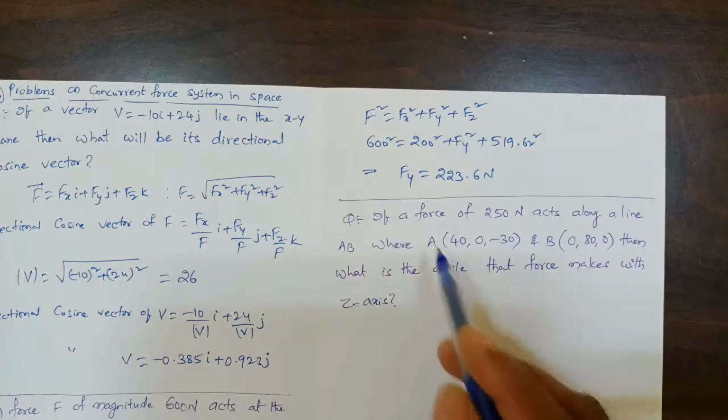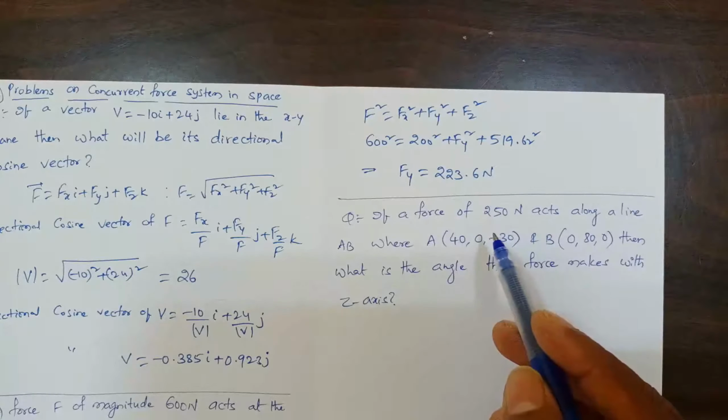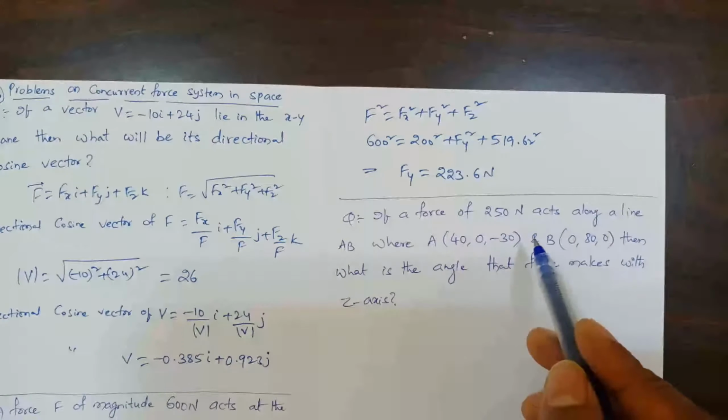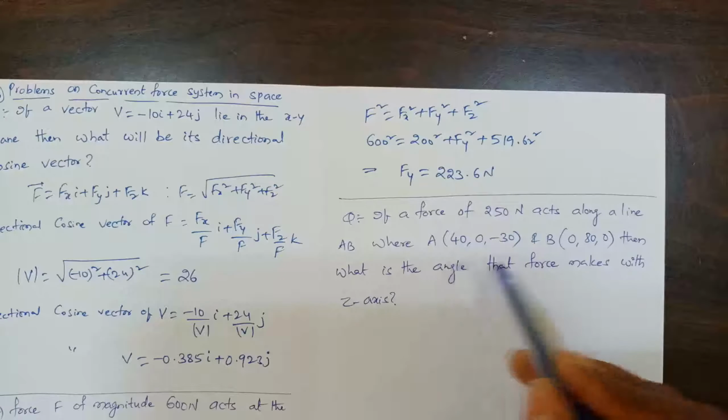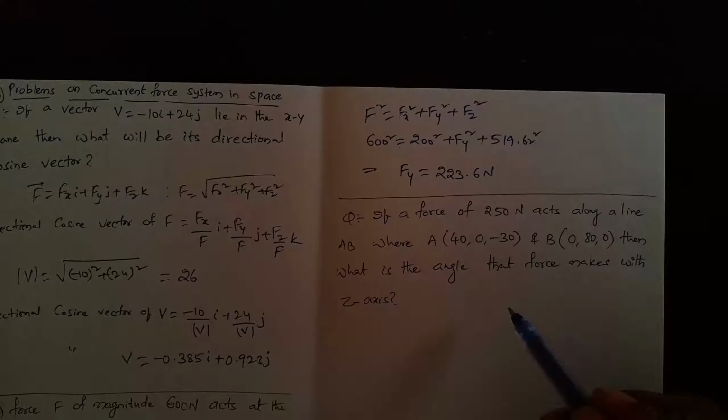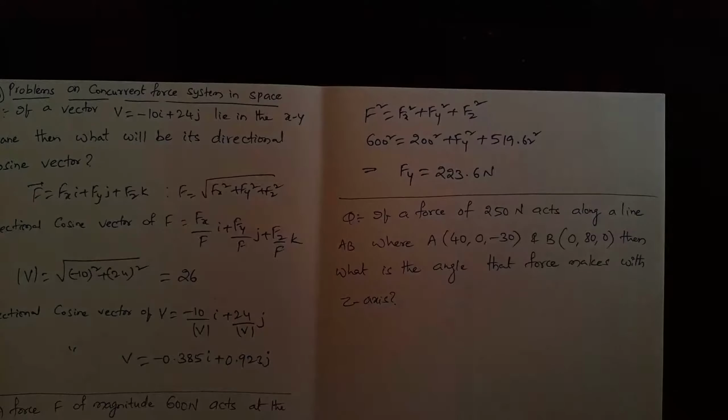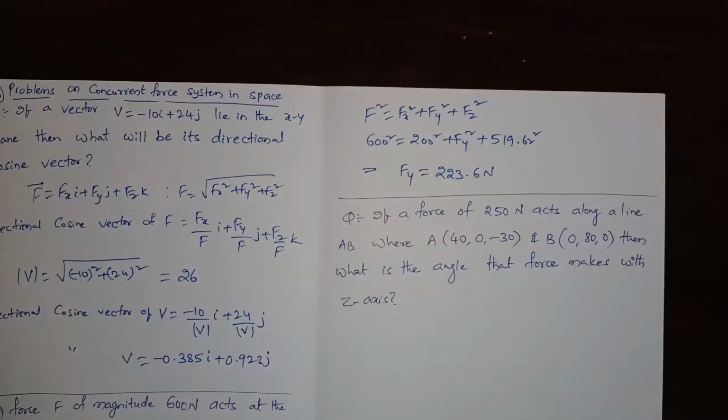Next problem, if a force of magnitude 250 Newton acts along a line AB where A and B coordinates are given, then what is the angle that force makes with the z axis? We have to find out the angle the force makes with the z axis.